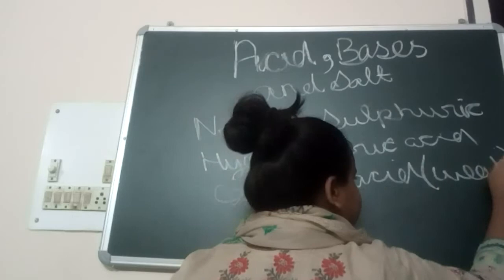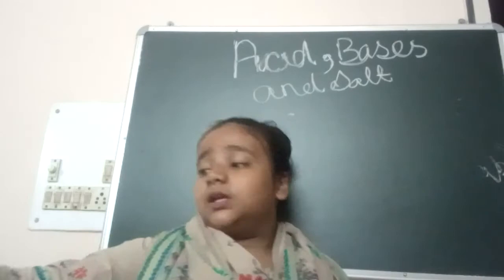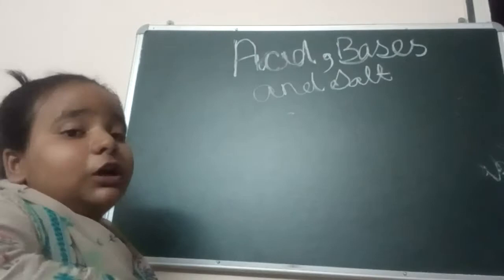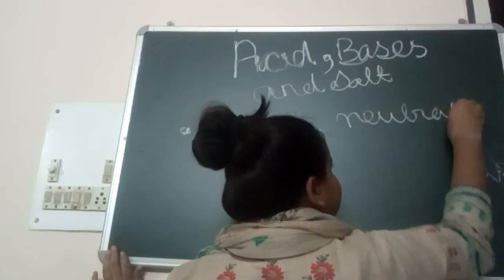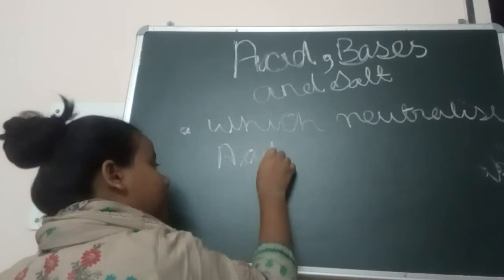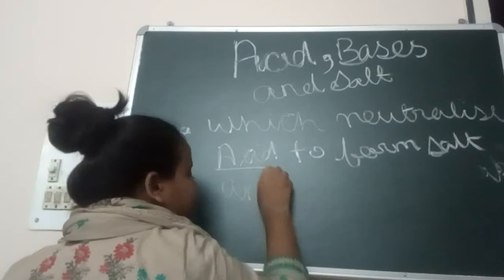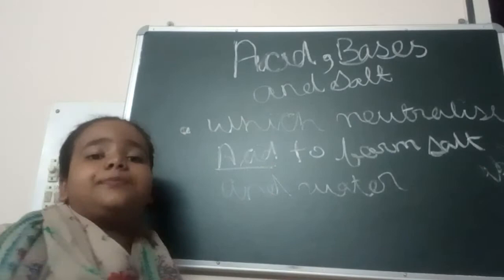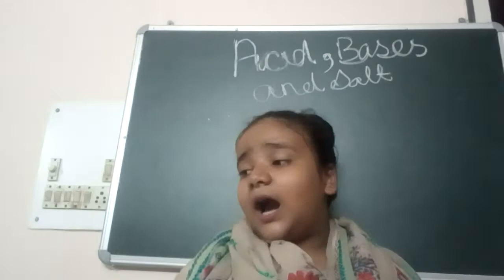Now, bases. What are bases? Bases are those substances which neutralize acid to form salt and water. Again, there are two types of bases, weak bases and strong bases. First, strong bases. Strong bases are harmful. We cannot use them.